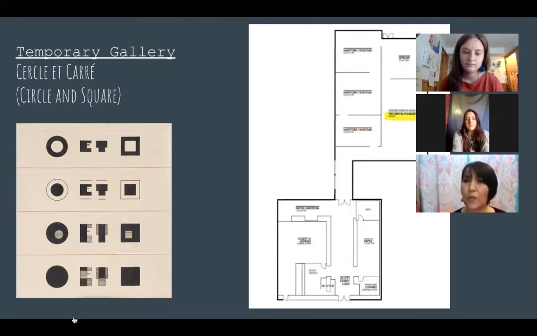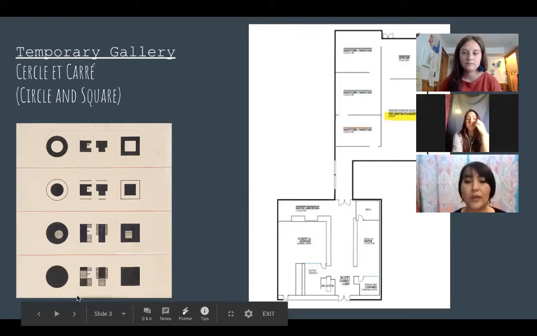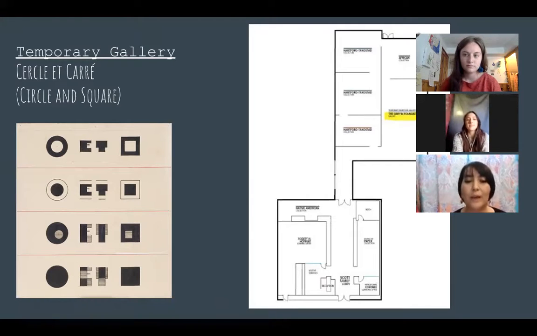Have you heard that word, abstraction? What do you think it means? Abstraction means that it's not representational, or looking like the object in real life.